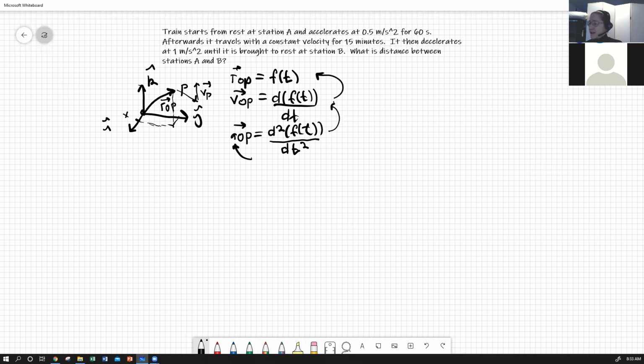And each time you integrate, you're going to have a constant of integration that you have to know something about the problem to evaluate. So to go from acceleration to velocity, you're going to need to know some kind of initial velocity, or the velocity at some point that you can use to evaluate that constant. And when you go from velocity to position, you're going to need to know some kind of initial position.